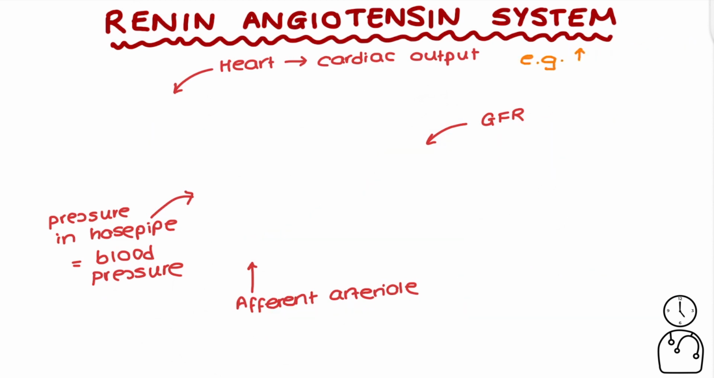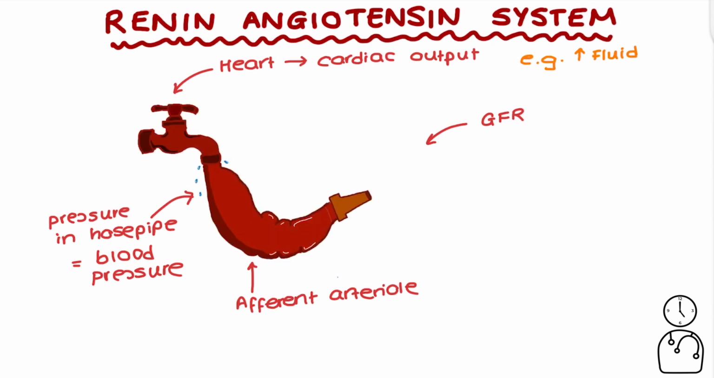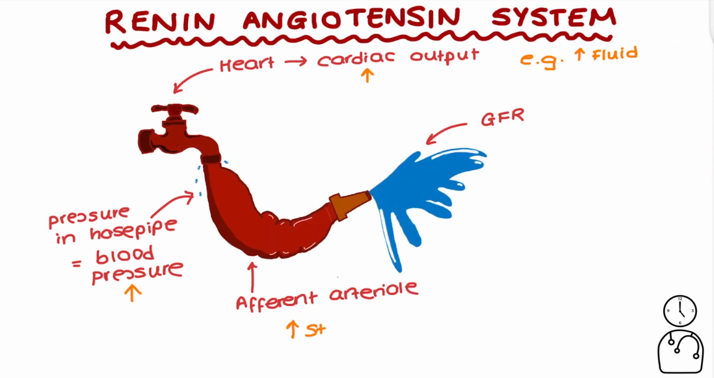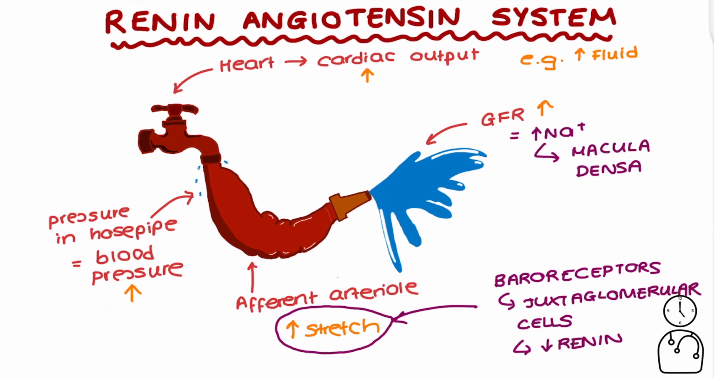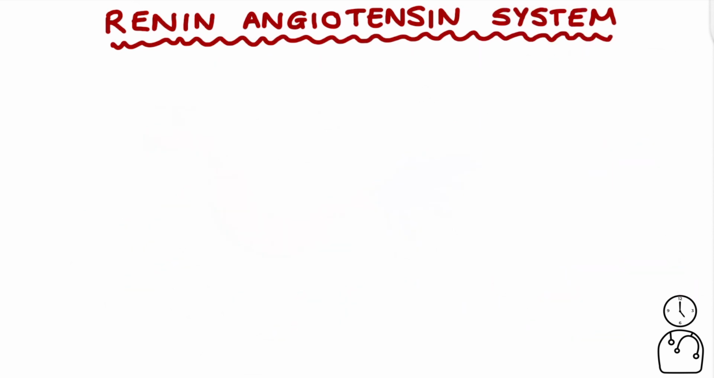Now let's consider what would happen in someone who's fluid overloaded. There's a lot more water coming out of the tap now, so cardiac output, blood pressure, stretch, and GFR will all be higher. Again, the juxtaglomerular cells pick up the high stretch and won't release as much renin. Since GFR is high, the macula densa will pick up more sodium and won't drive the juxtaglomerular cells to produce as much renin.